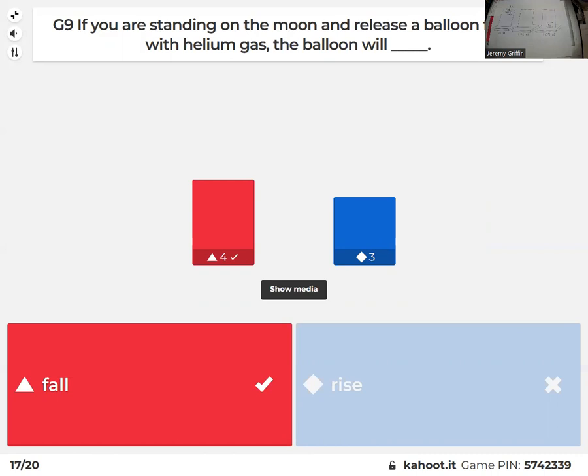Oh, and then of course on the moon there's no atmosphere, so there's no buoyant force. So the helium balloon would actually weigh less on the moon than on Earth, obviously about 1/6 as much. But there's no buoyant force, so the helium balloon would only fall down.